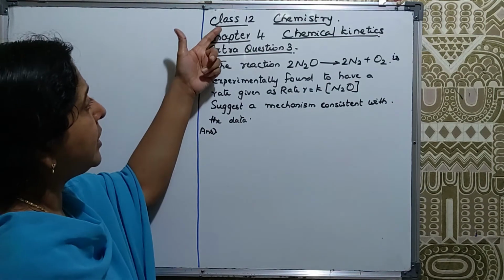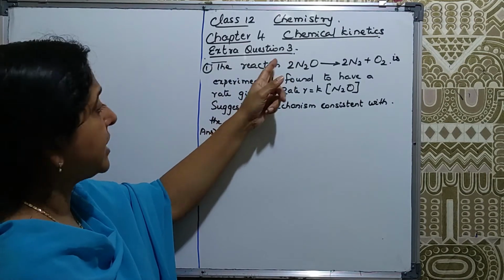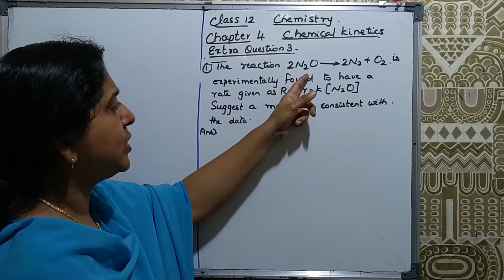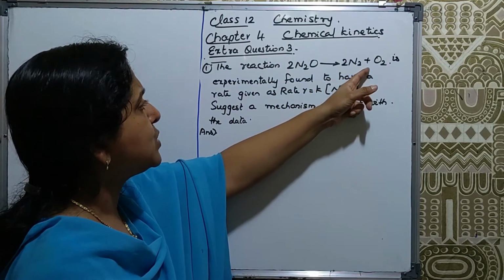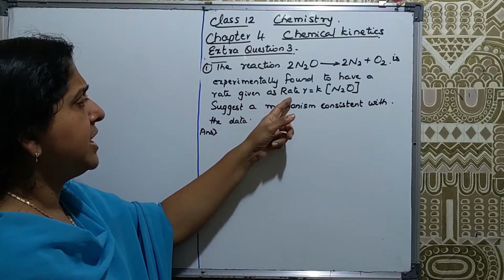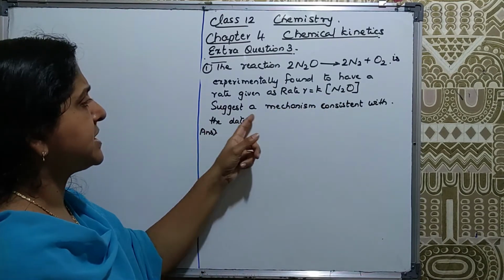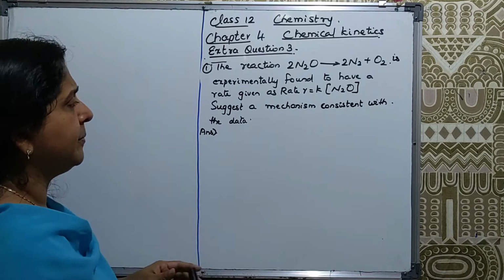Hello children, we are doing class 12 chemistry, chapter 4 chemical kinetics, extra question 3. The reaction 2N2O gives 2N2 plus O2 is experimentally found to have a rate given as R equal to K into concentration of N2O. Is such a mechanism consistent with the data?